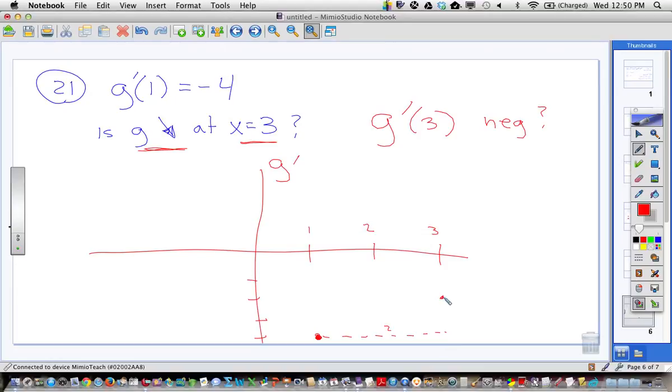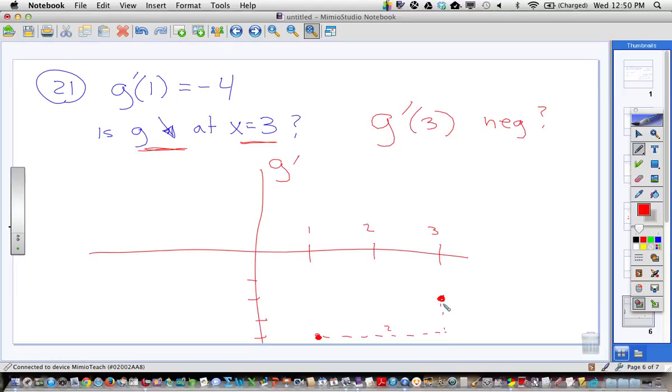Not even 2, right? I mean, at the worst, 2, but not even 2, right? Because the slope is never even 1. So if I go over 2, I couldn't even go up 2. And if I only go up 2, where am I at? Down here. I'm still below. So there you go. So g prime of 3 has to be negative, so g has to be decreasing.